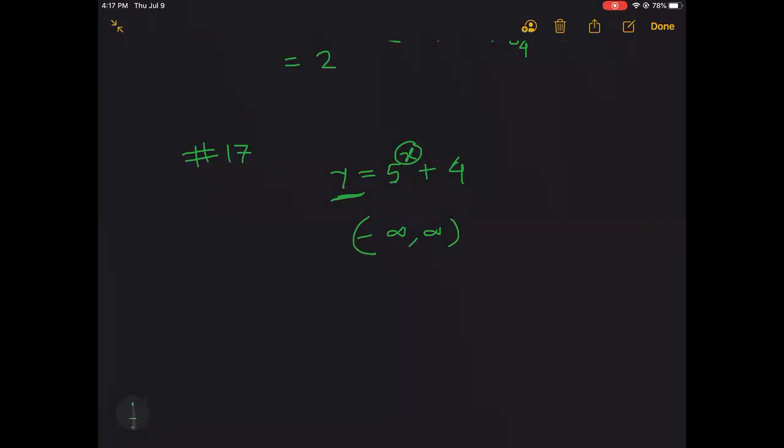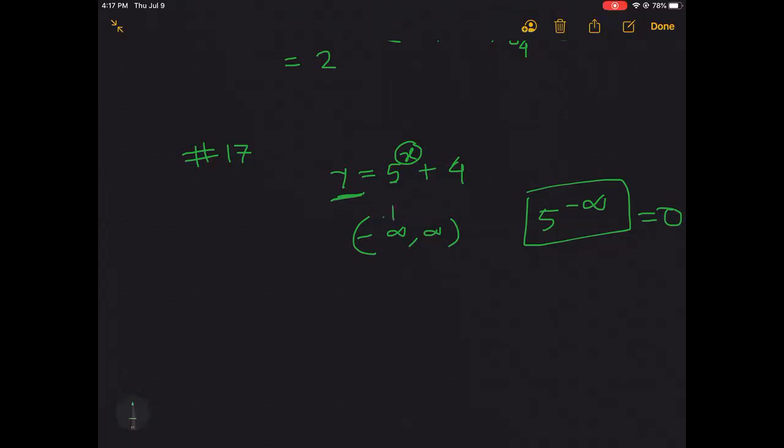Find the horizontal asymptote or shift the graph up 4. Okay, so first of all, if you just take a look at this, what could be the value of 5 to the negative infinity? I'm just showing you one naive approach, okay? What's the value of 5 to the negative infinity? Do you know that? It will be 0, okay?